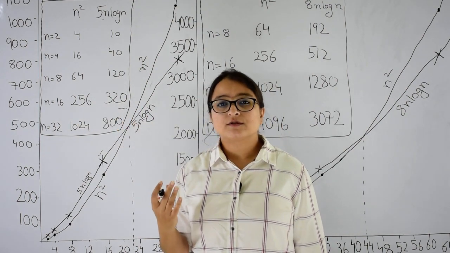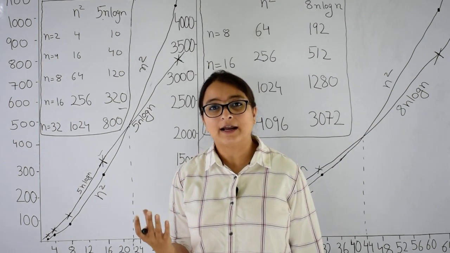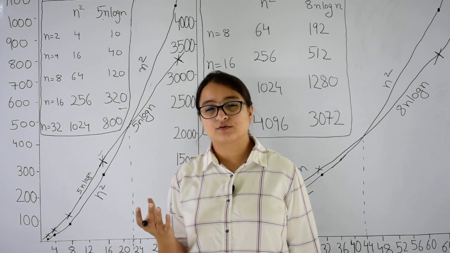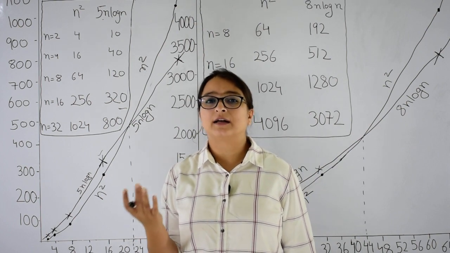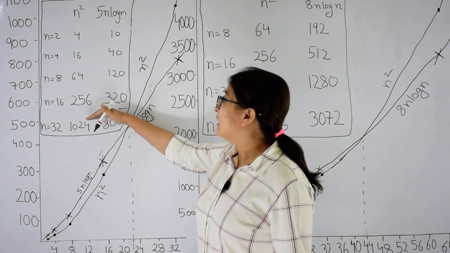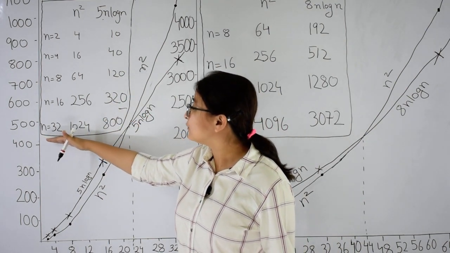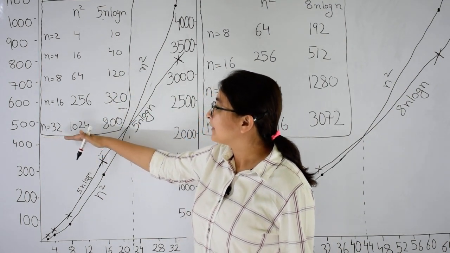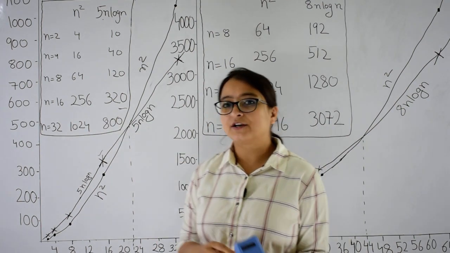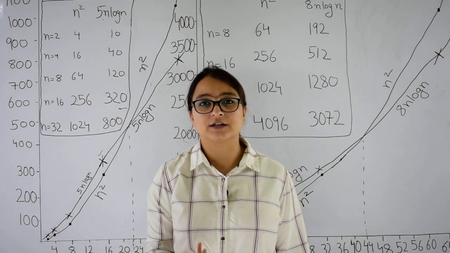Till here the value of n square was less than 5n log n, whereas n log n is obviously supposed to give a smaller value than n square, but because of the constant attached here, n log n was giving slightly bigger values. But when we checked for n equal to 32, what happened? Now n square and n log n have started to show their true colors.